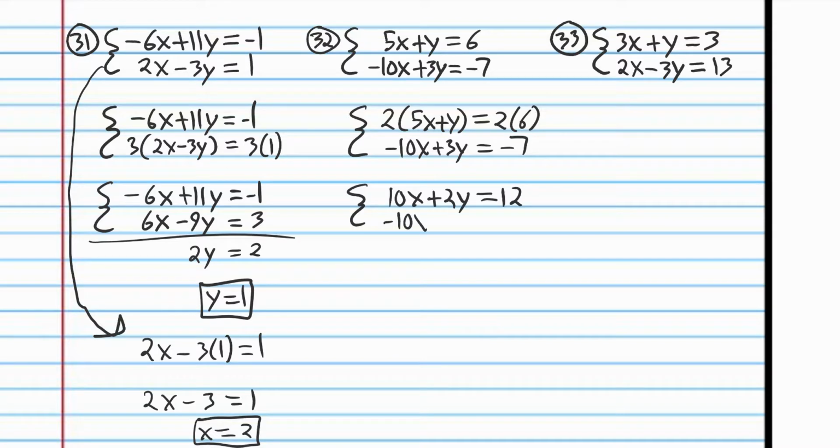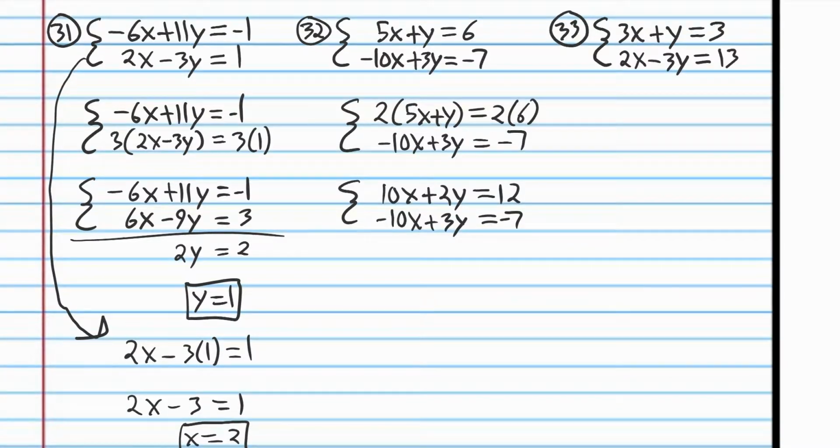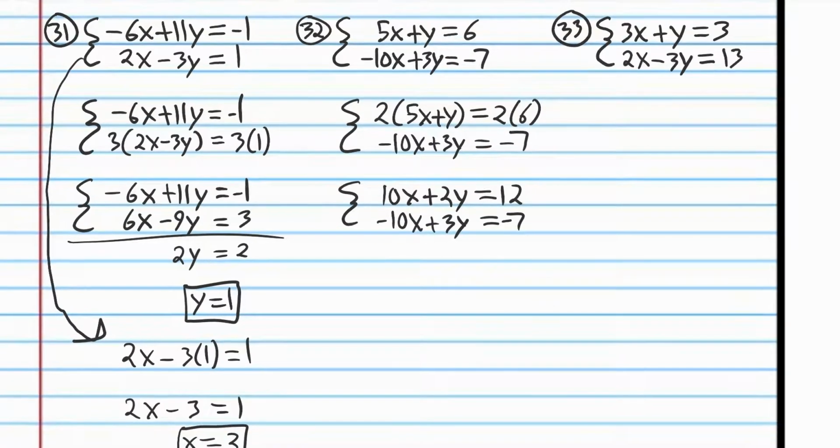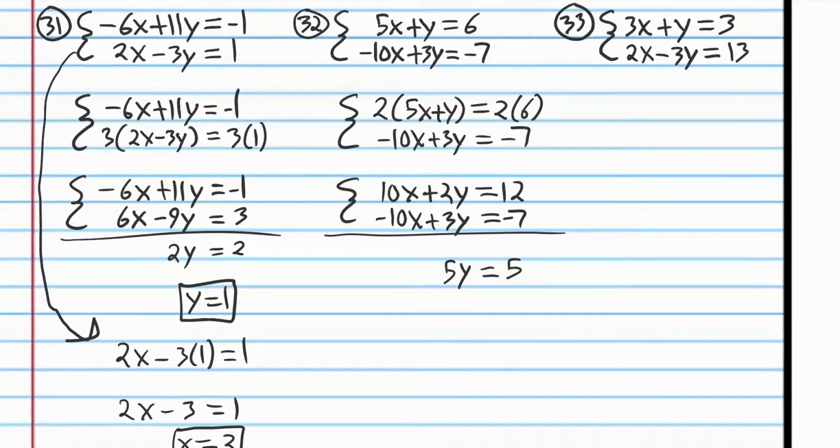And again, I'm just going to rewrite the bottom equation. I just keep rewriting the bottom equation. So now you can see we have a 10x and a negative 10x, and we did not mess up the equations because we multiplied both sides. The equation is still true. All right, so now we're going to add them together, and we get 5y is equal to 5. Y must be equal to 1.